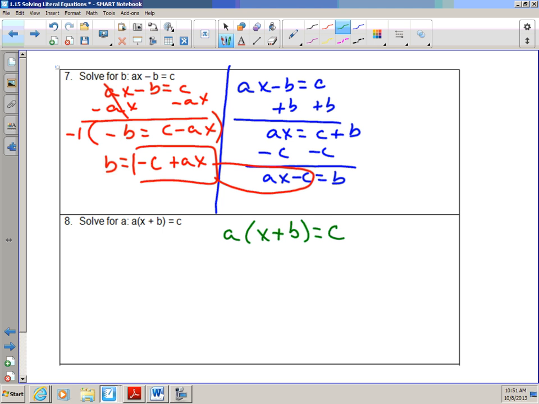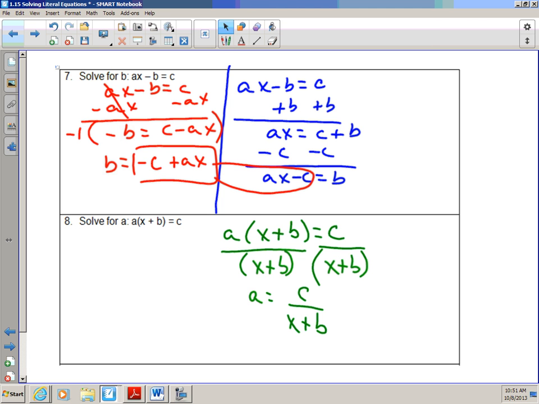So I can simply cut to the chase and divide both sides by x plus b. And now I'm done. The way to think of it is x plus b is being multiplied by a. How do I undo multiplication, or what's the inverse operation? I can divide. Let's continue on.